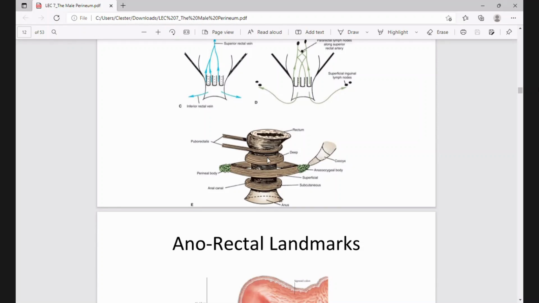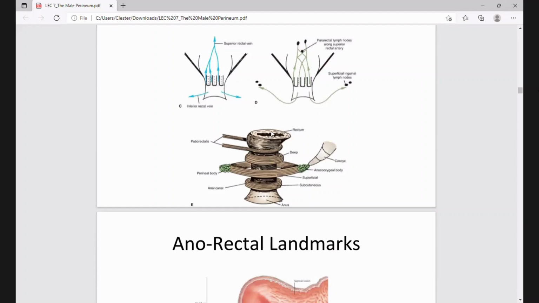Remember, if your rectum is filled with fecal material and you cannot readily defecate, you contract your external anal sphincter, so you prevent any further descent of the contents of the rectum into the anal canal.